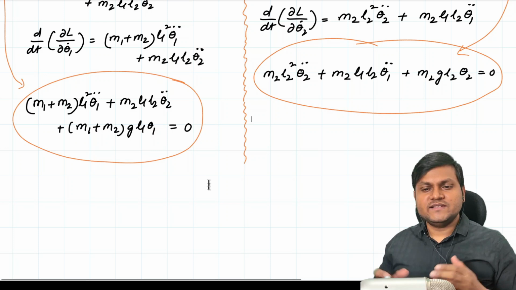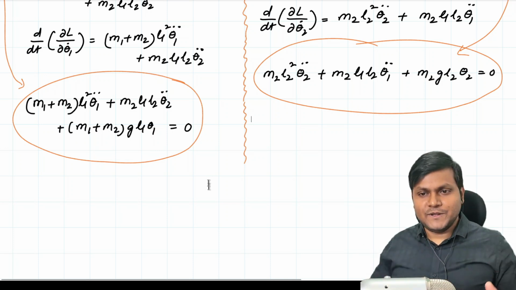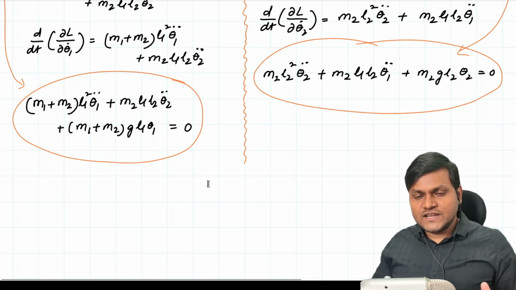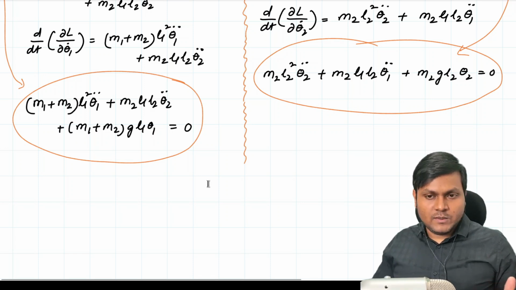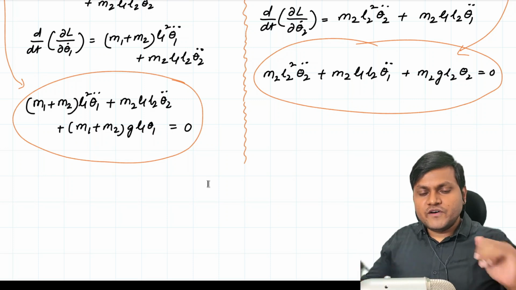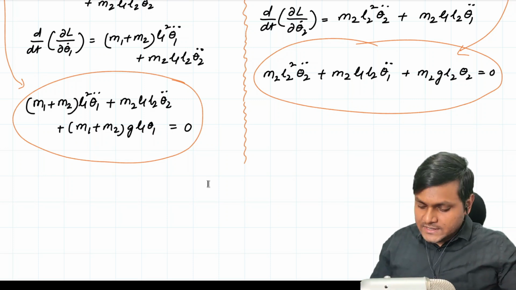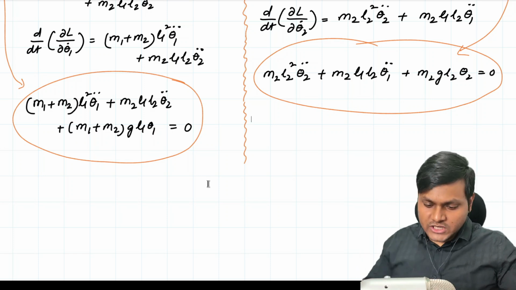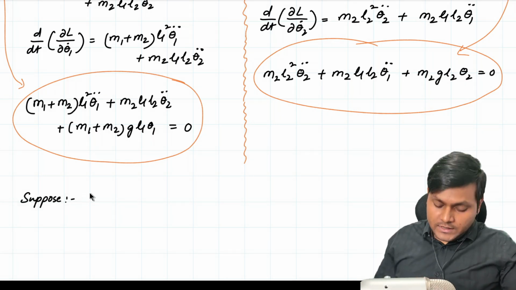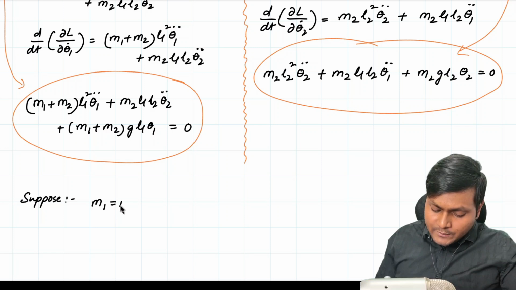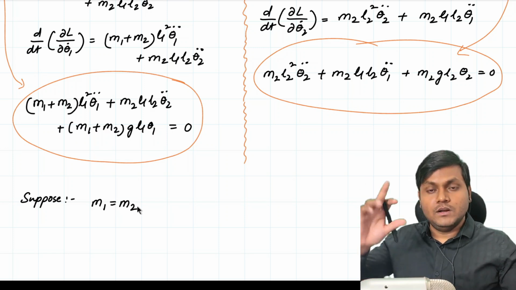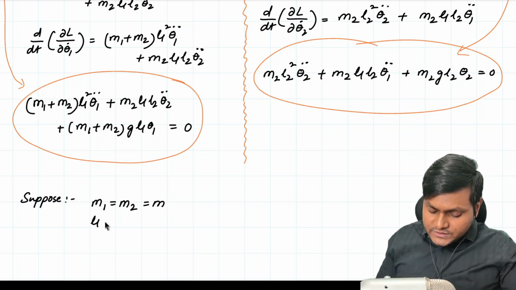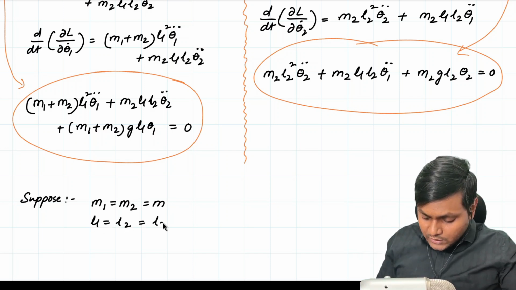Now I want to make this system a little bit simpler. I want to do this because I'm only interested in obtaining the normal modes and the normal frequencies of this kind of double pendulum. So I'm going to do a further approximation. I'm going to take a setup where the point masses are equal and the lengths of the rods are also equal. Let's suppose that the masses m1 and m2 of the double pendulum setup are equal, and let's suppose the lengths of the rods are also equal.